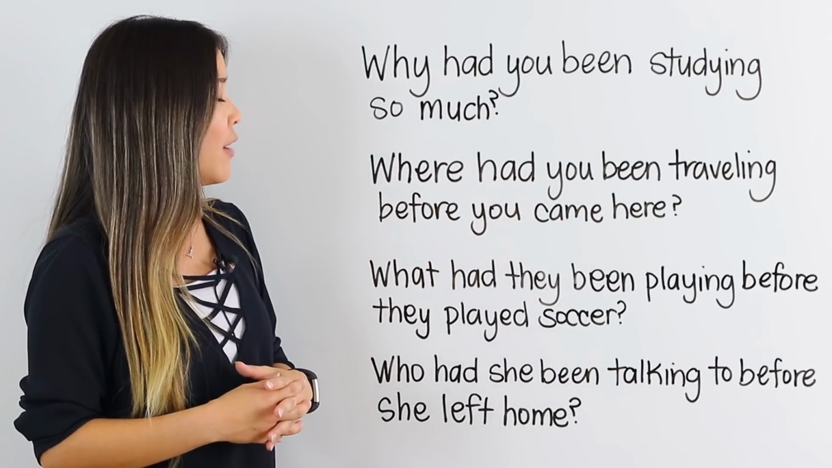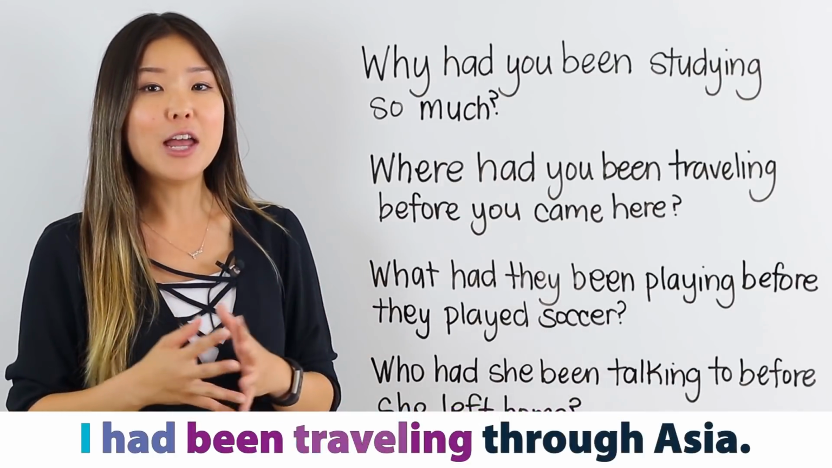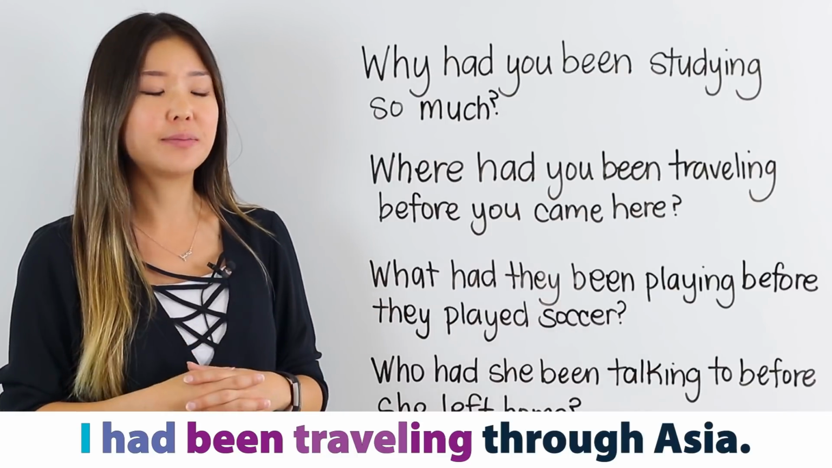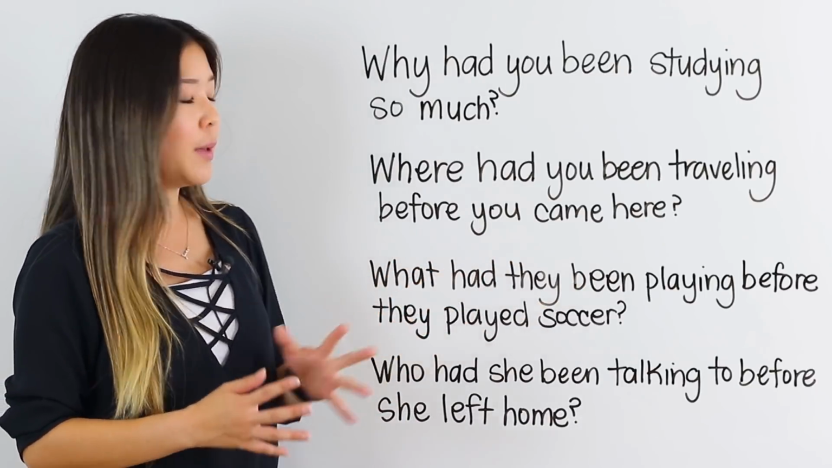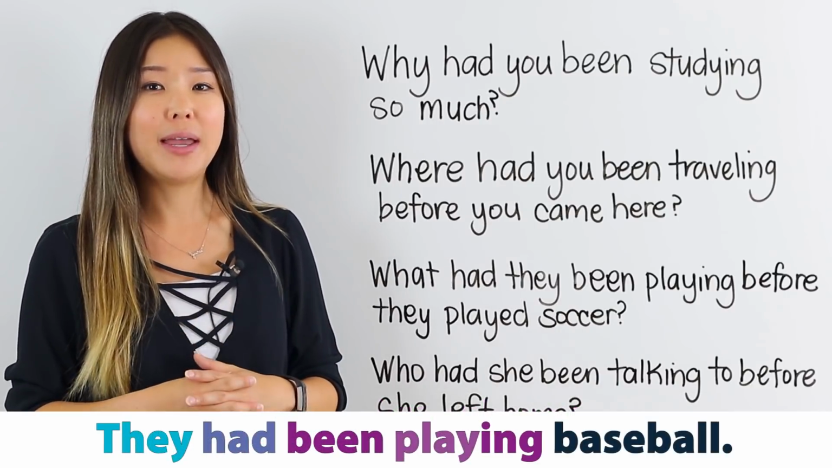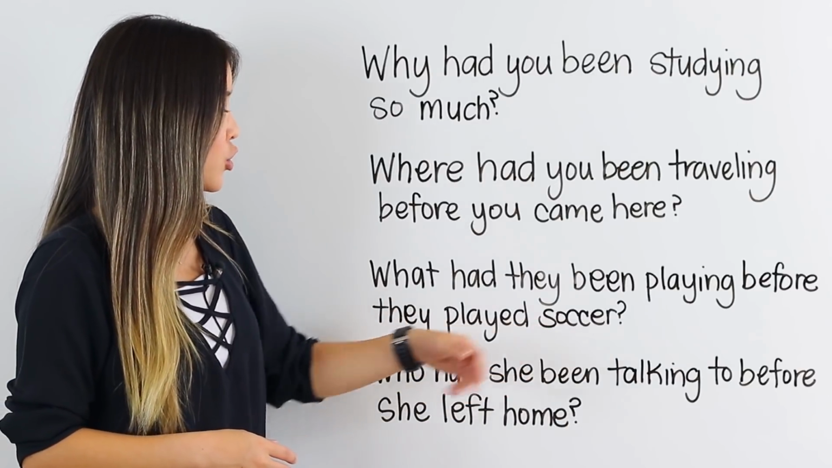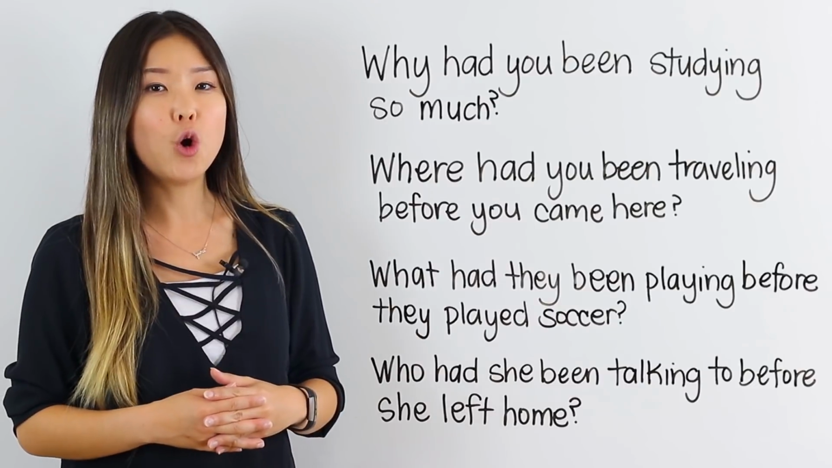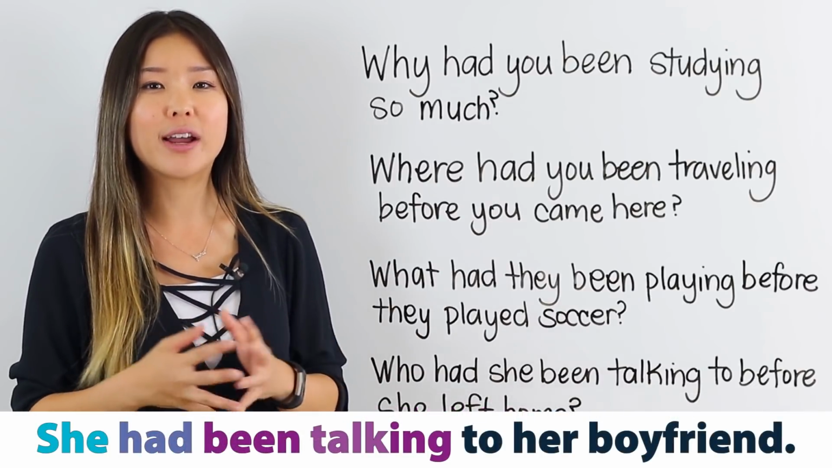Where had you been traveling before you came here? I can say, I had been traveling through Asia. What had they been playing before they played soccer? I can answer, they had been playing baseball. And finally, who had she been talking to before she left home? I can answer, she had been talking to her boyfriend.